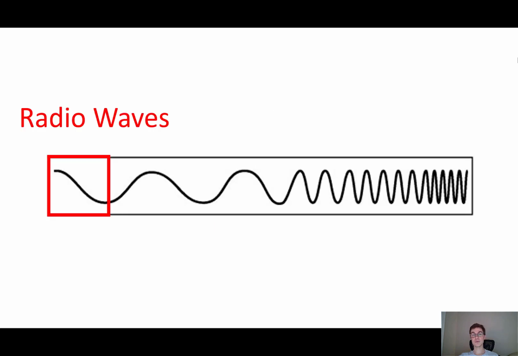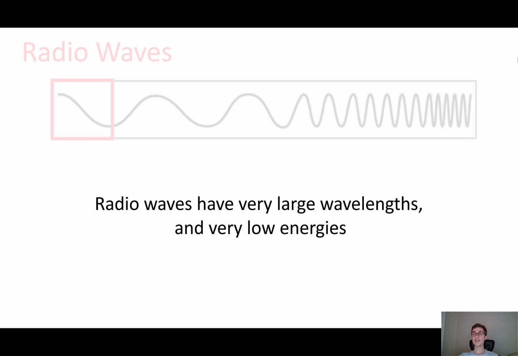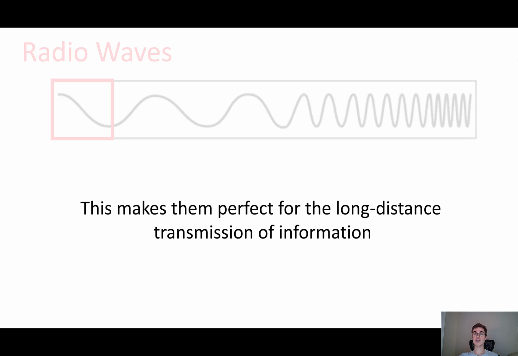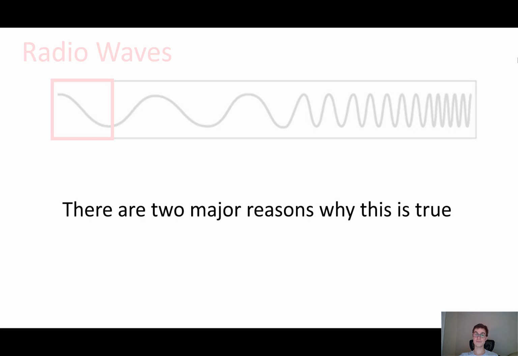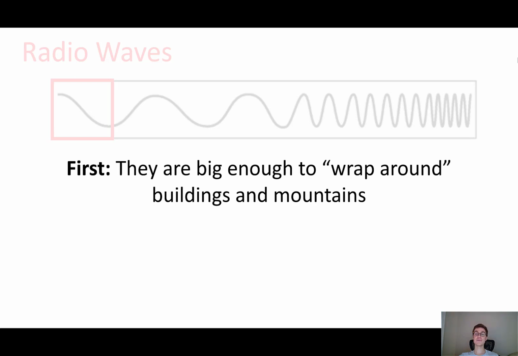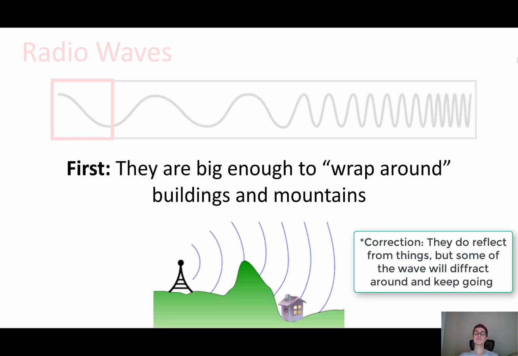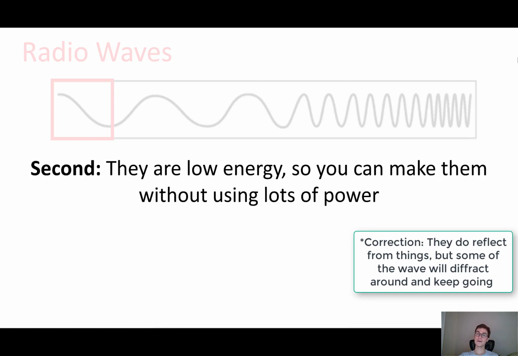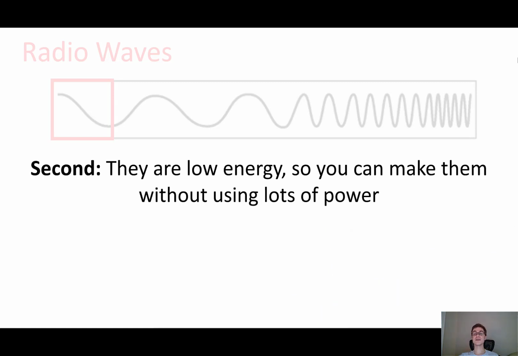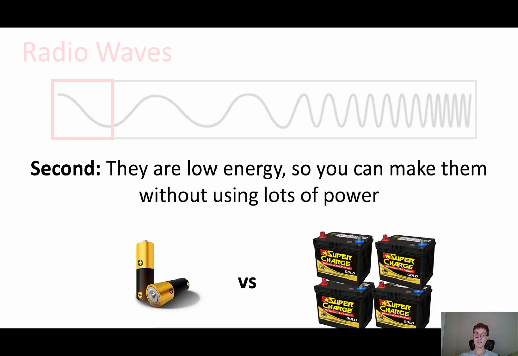Let's start talking about radio waves. Radio waves have very large wavelengths and low energies. So this makes them perfect for the long-distance transmission of information. There are two major reasons why this is true. First, they're big enough to wrap around buildings and mountains. They're not going to bounce off of a building or a mountain. They're going to wrap around it. And so you're going to be able to get to houses and receivers on the other side of obstacles, which is what you want. And second, they're low energy, so you can make them work without using lots and lots and lots of power. So you can use small batteries instead of a gigantic supercharger station.